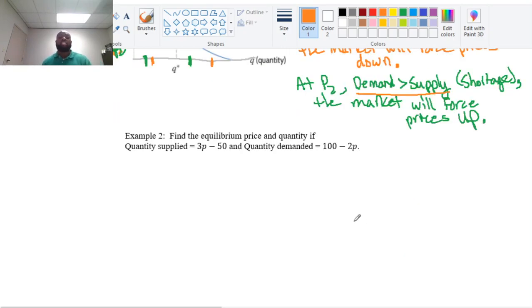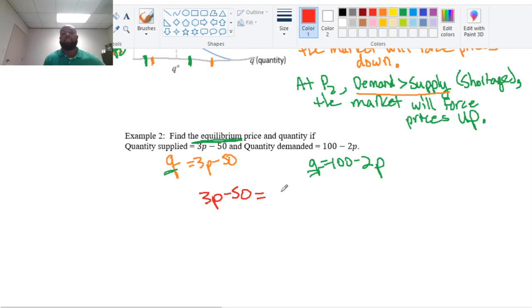All right. And so here's an example here. It says find the equilibrium price and quantity if quantity supplied equals 3P minus 50 and quantity demanded is 100 minus 2P. Both of these are Q's. That's supply and that's demand. Equilibrium is the point of intersection, right? So if I have a Q here and a Q here, at the point of intersection their Q's are going to be exactly the same. And so I can take their expressions, set them equal to each other, and that'll allow me to solve for P here.